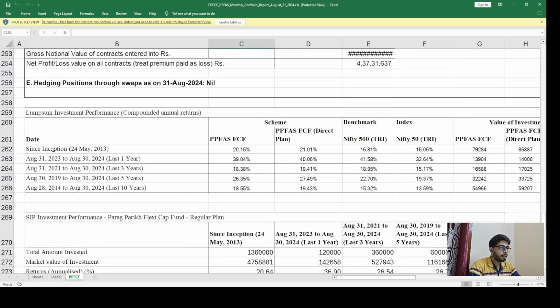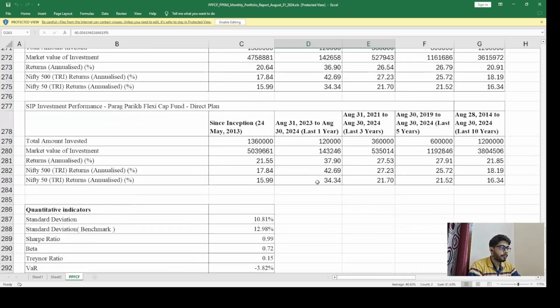Here down below we see how the performance is. They have to disclose things like the 1 year, 2 year, 3 year, 5 year, and 10 year performances of the fund, regular as well as direct, compared to different indexes and to the benchmark. This is benchmarked against Nifty 500. So you are seeing that the return is this one. Since inception, the direct plan has beaten the benchmark, even the regular one. For the 1 year period, it's a bit less and all that. So you can check this out here as well.